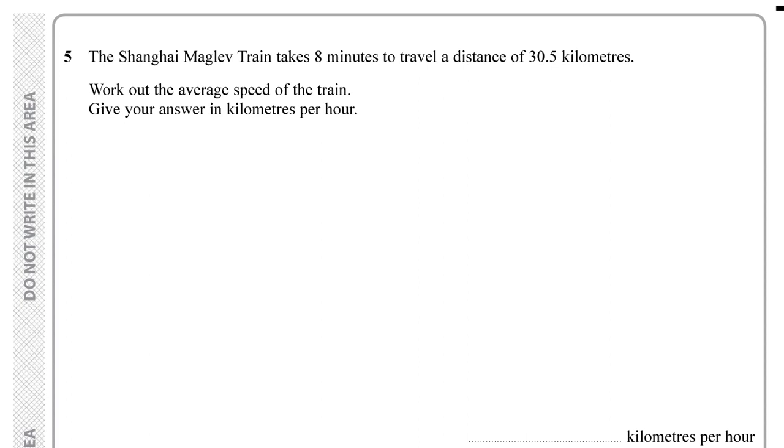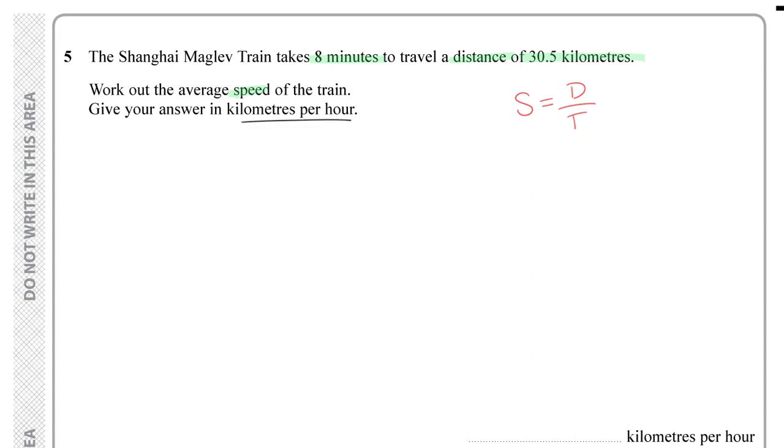Okay, we've got another speed, distance, time question here. So again, I'll write down the formula. Speed is equal to distance divided by time. Important information: we've got 8 minutes here, and then we've got a distance of 30.5, and we're looking for the speed. Now, again, time is the most important thing.